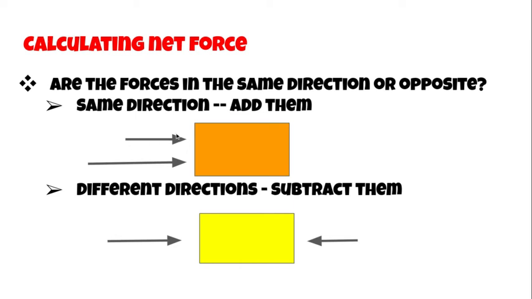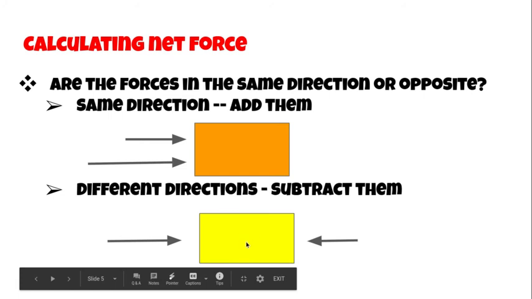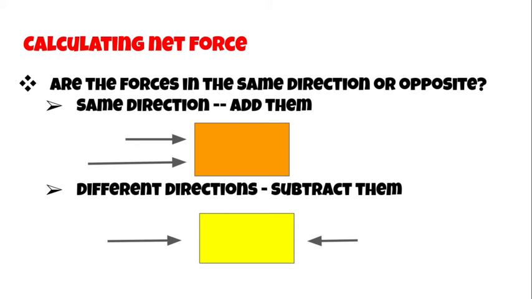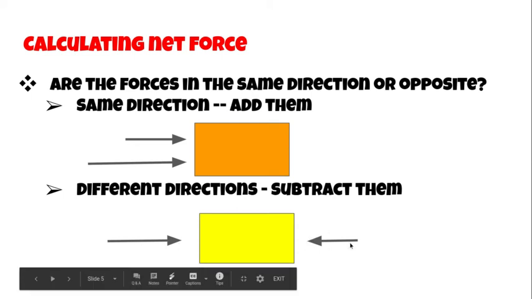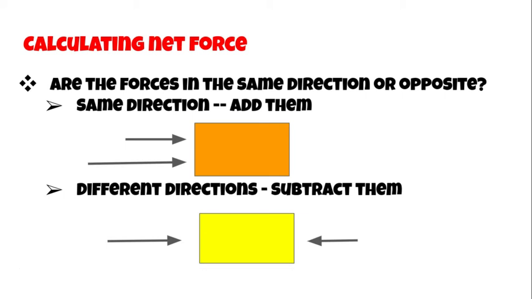So imagine if you're pushing on this box and your friend is pushing on this box and you're pushing it both in the same direction. You're going to add those forces together if they're in the same direction to find the net force. If your forces are acting in different directions, so here's a yellow object, and let's say you're pushing from one end of the box on the left side, and on the right side of the box, your friend is pushing against you. To find the net force on different directions, you're going to subtract them.